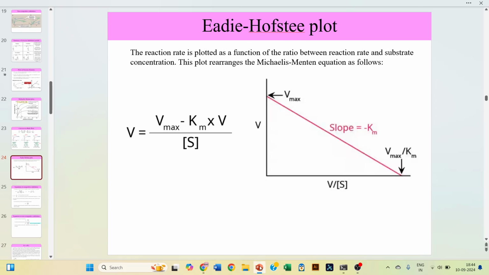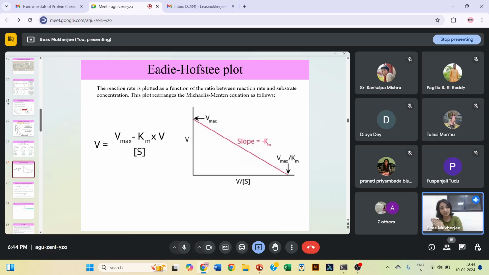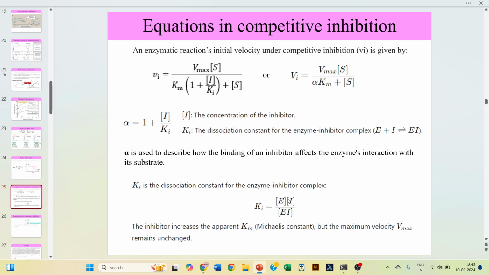In Eadie-Hofstee, this is also a kind of deviation from the Michaelis-Menten plot, and they have derived this particular equation from the Michaelis-Menten plot, and this is plotted between the rate of the reaction and the rate of reaction per unit substrate concentration. Okay, and this is how the plot goes. So the slope tells you minus Km, and the different intercepts give you information about the Vmax and Vmax by Km. Okay, now we go to different equations.